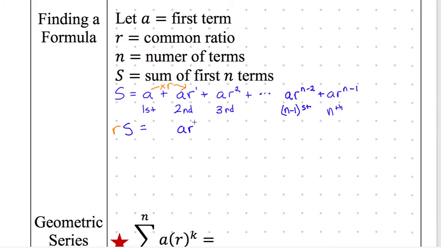That is AR to the first power. What is the second term? So this was the first term, now what is the second term? AR squared. That is the second term. So the first one, AR.